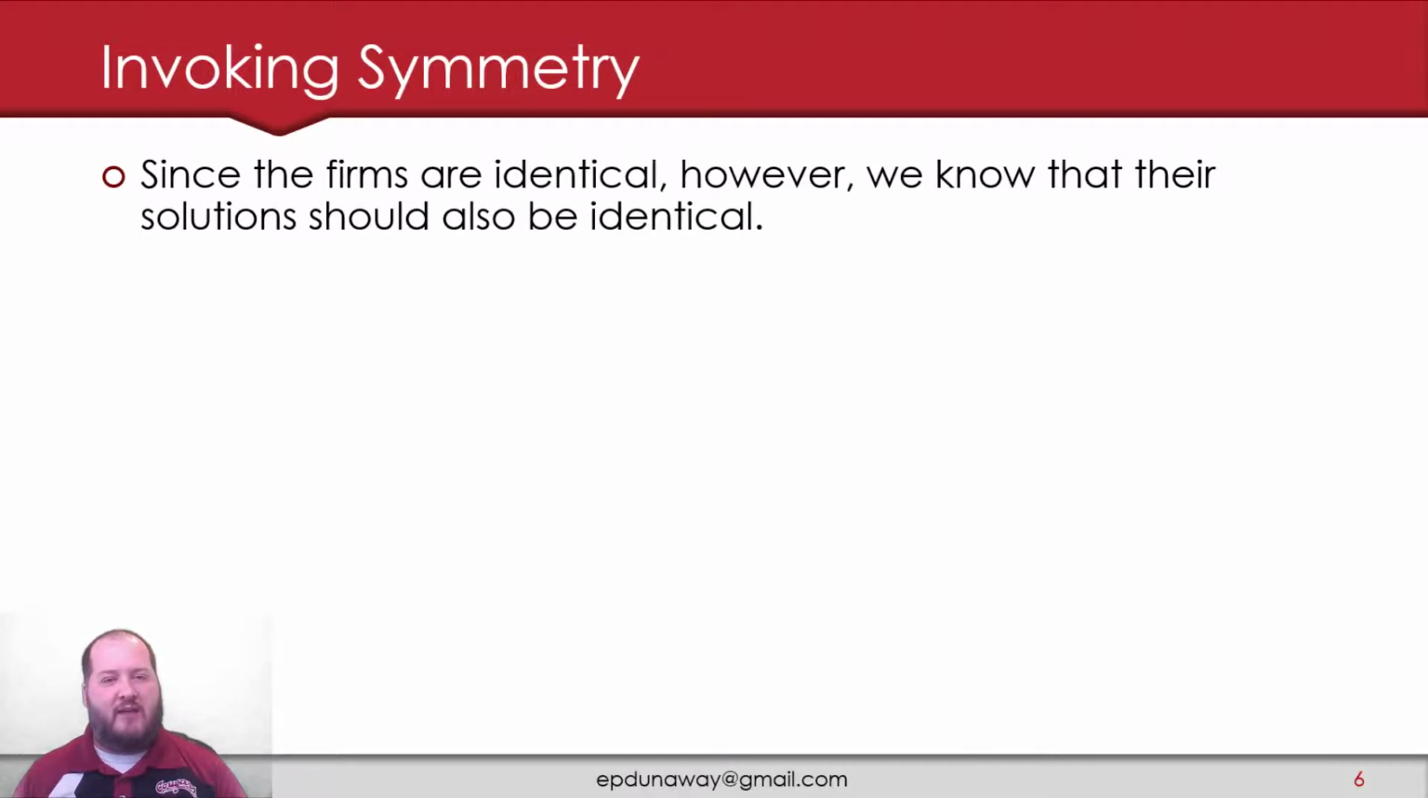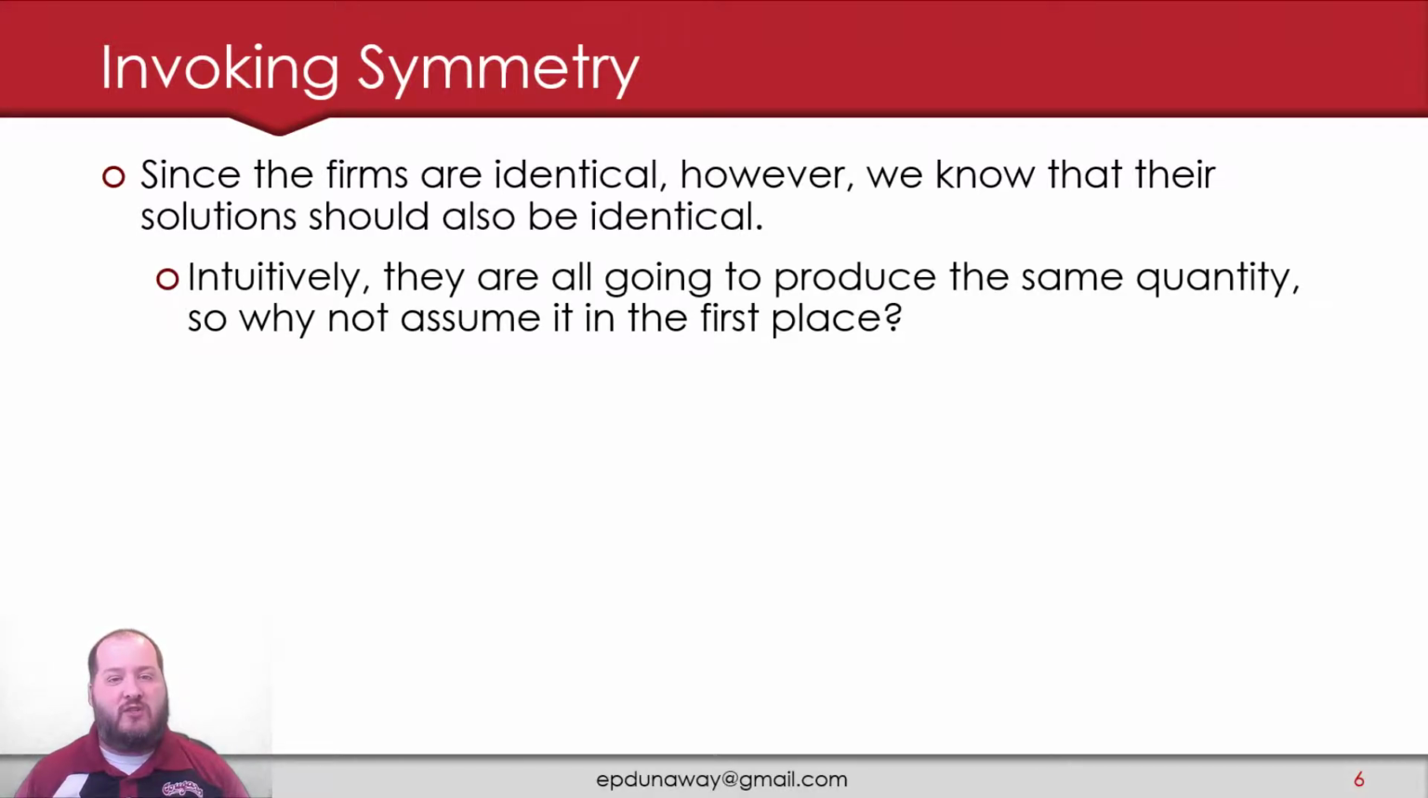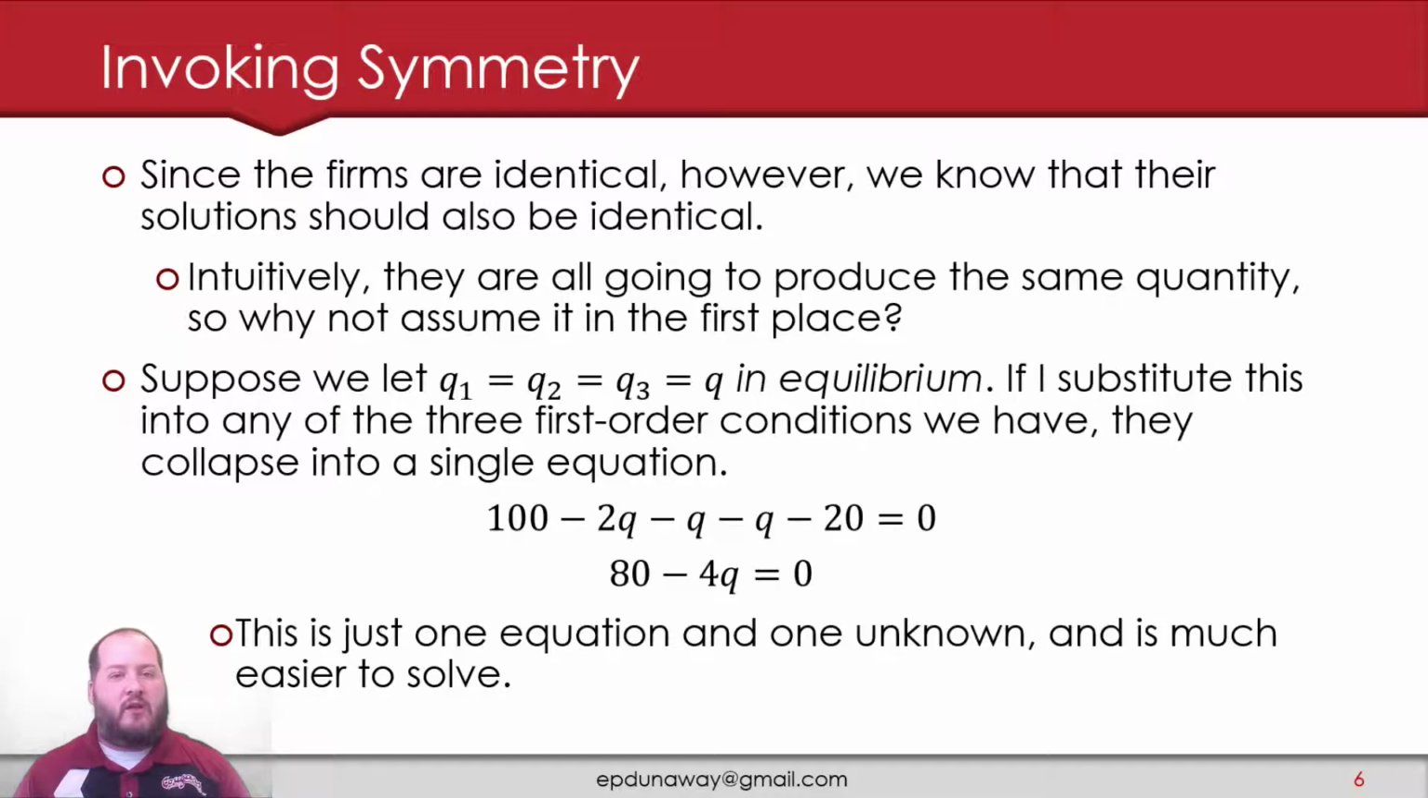And that comes from the idea that since these firms are identical, they're facing the same situations and the same costs, I know their solutions should be identical as well. So why don't we just assume it in the first place? Assume they're going to do the same thing. So I'm going to assume that Q1 equals Q2 equals Q3. I'm just going to call it Q in equilibrium. And that "in equilibrium" point is really important. They're going to be the same value in equilibrium.